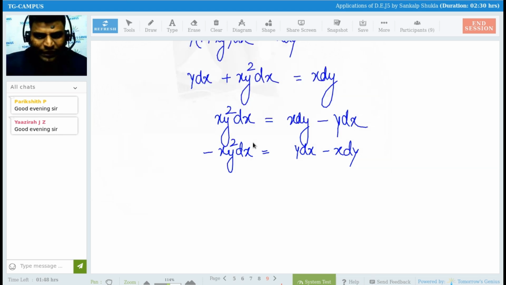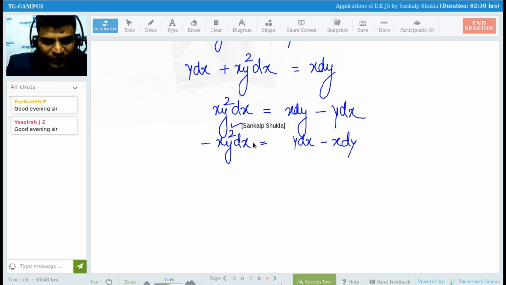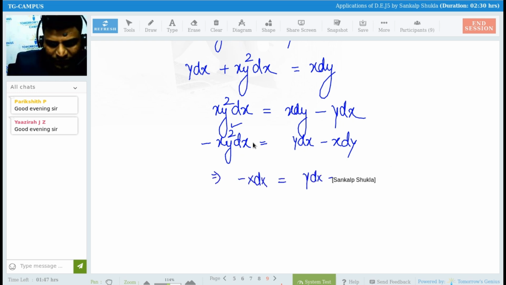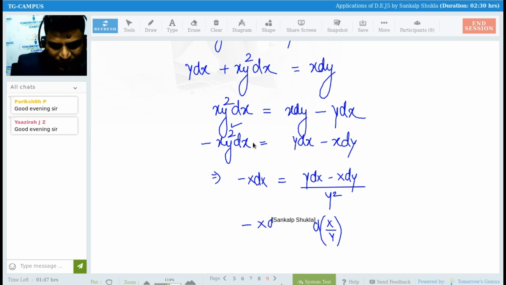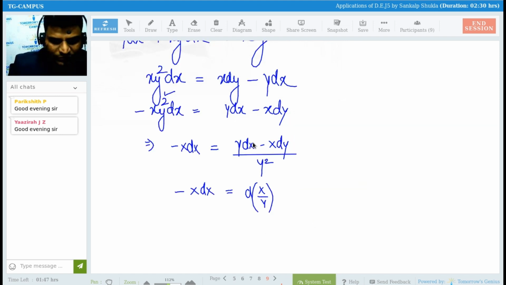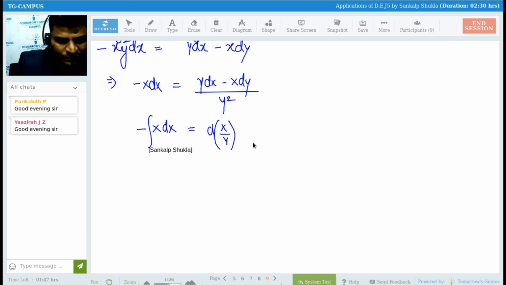Got it? Why? Because we can see we are having y square on the left hand side. This can be pulled to the right hand side. So it implies that minus x dx can be written as y dx minus x dy divided by y square. Now we know that this is nothing but d of x by y, and this is minus x dx. Easily integrate this. So minus x square by 2 is equal to x by y plus c.